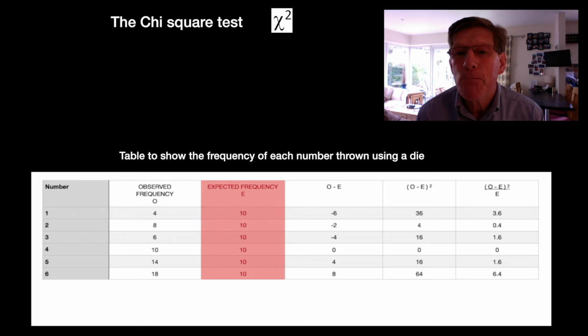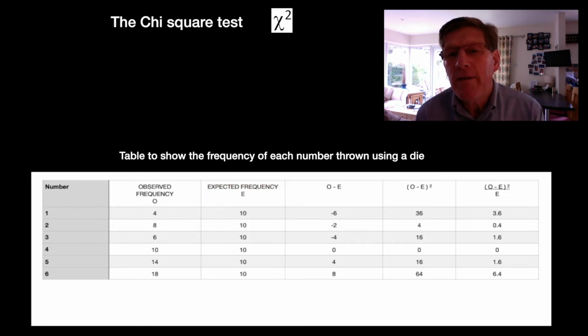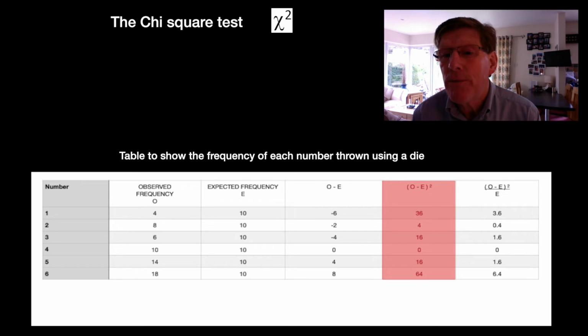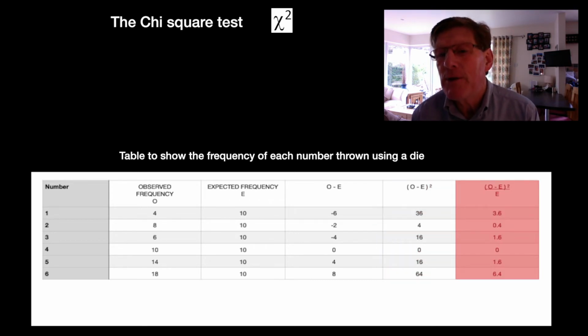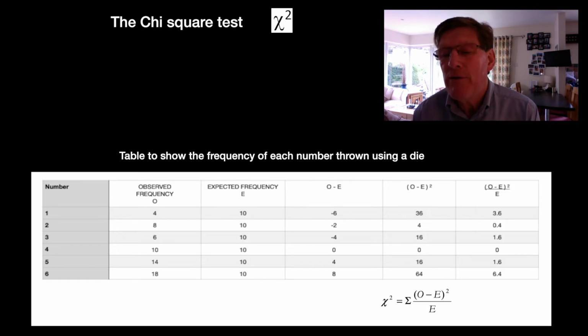In the next column, we take the expected frequency away from the observed frequency. Then we square that, which makes all the numbers positive. Then we divide by the expected frequency. And finally, we add all of those up to give our chi-squared number.